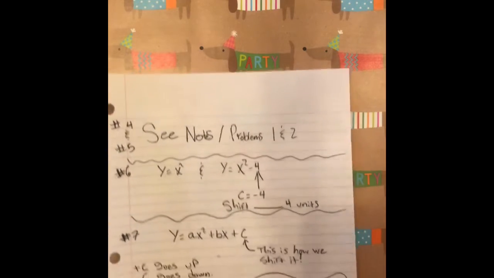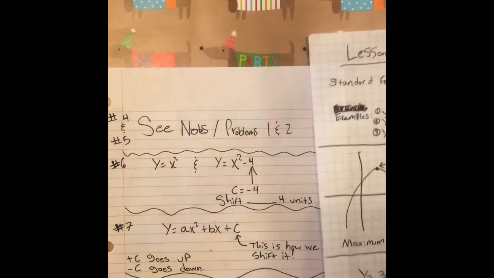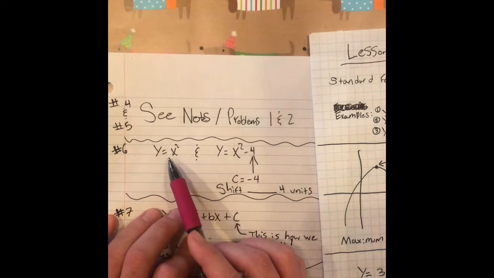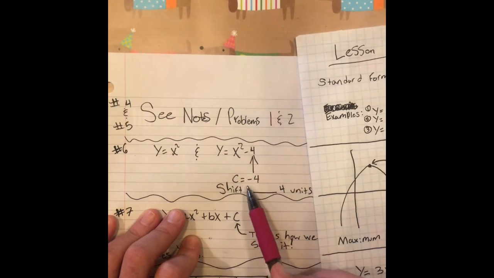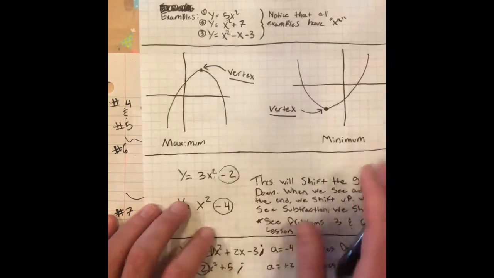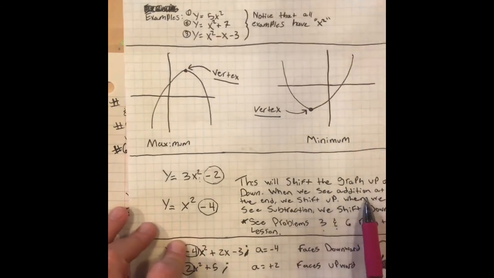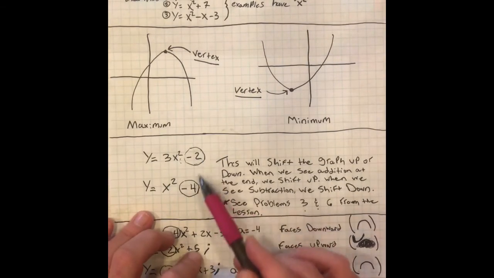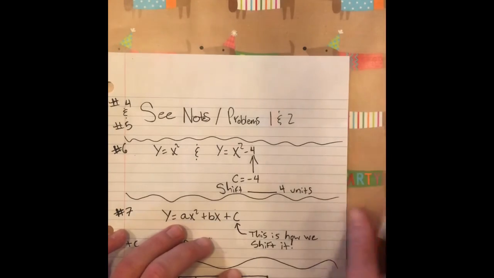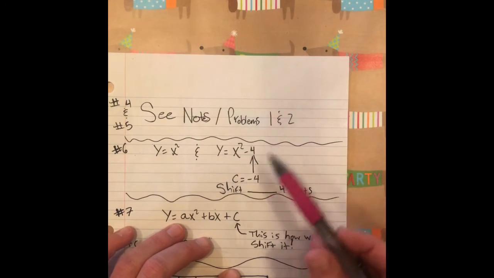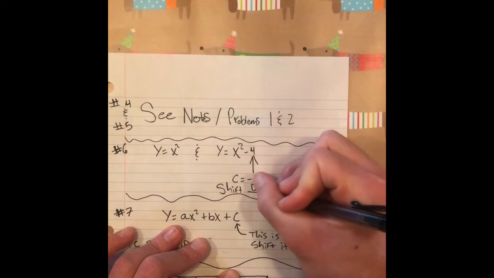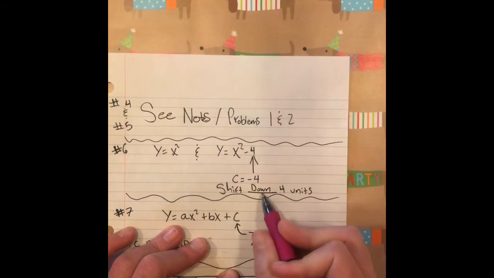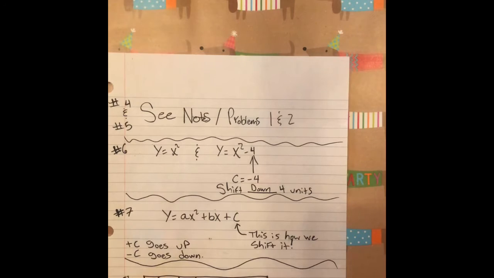So if we look at our notes, and we look at these problems, we have y equals x squared and y equals x squared minus 4. So what is c? Minus 4. What does c do? Shift the graph up or down, based on whether it's positive or negative. So our c is negative, so it's going to go down 4 units. So to finish the statement, it's going to shift down 4 units. Easy enough. Moving on to question number 7.